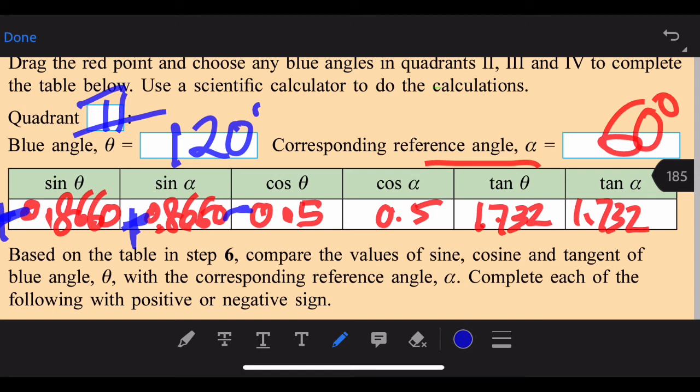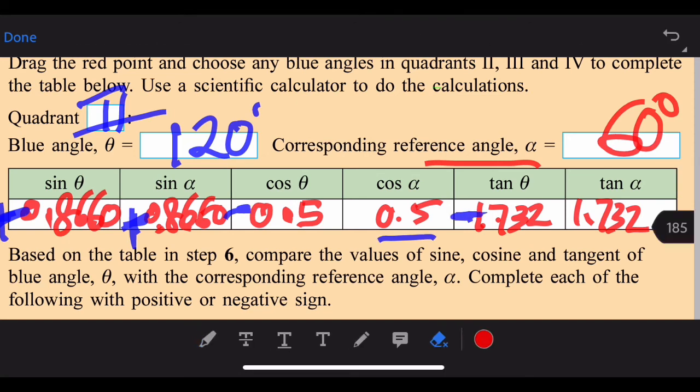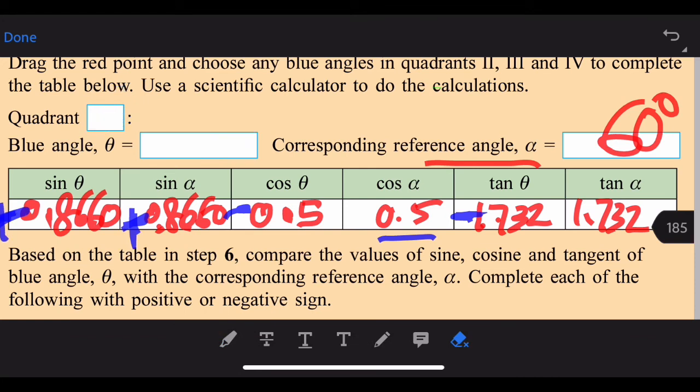Okay, and then cos alpha, of course, is always positive. Tangent 120, let's press tangent 120. I'm sure you get negative, right? You get negative, only the sign will change. Okay, let's say you change to third quadrant.